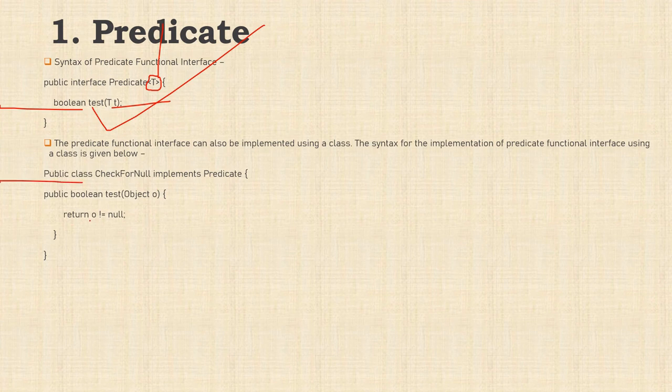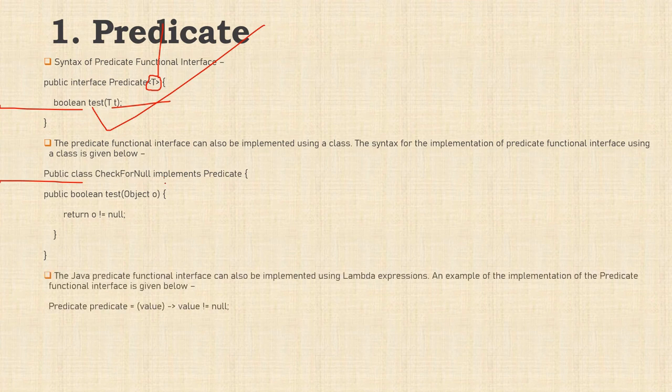Like this, to check for null. And how can we create it like this? The predicate function can also be implemented as a lambda expression. An example of the implementation of the predicate functional interface is given below. So this will be like this, we can create the predicate.